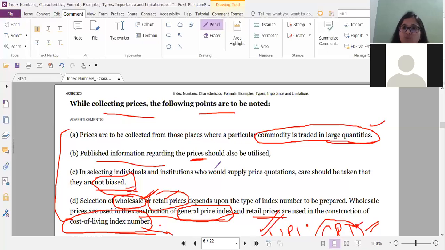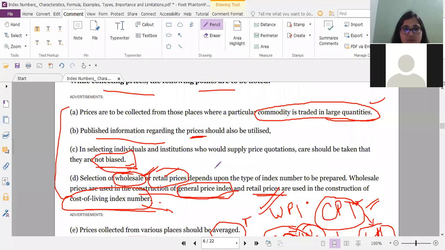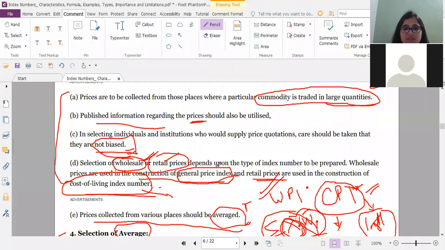And how do you select a wholesale or a retail price? It depends on the purpose. Like wholesale price is selected for finding out general price index, whereas retail price is selected for finding out cost of living index number. Right?